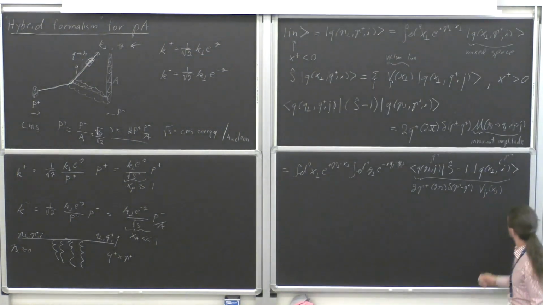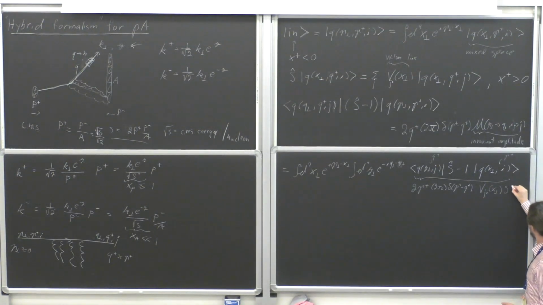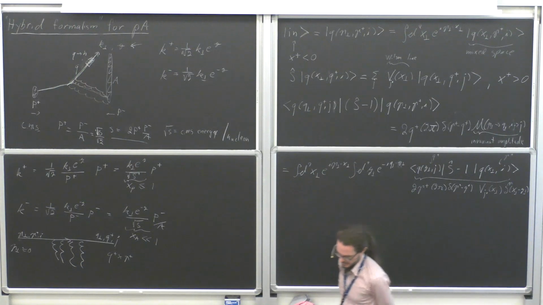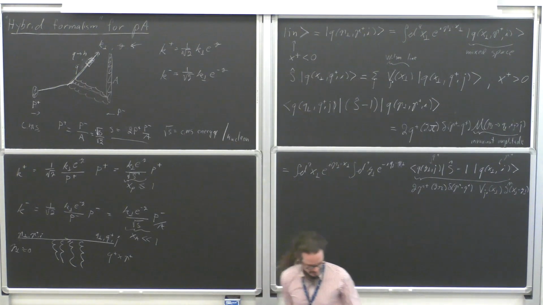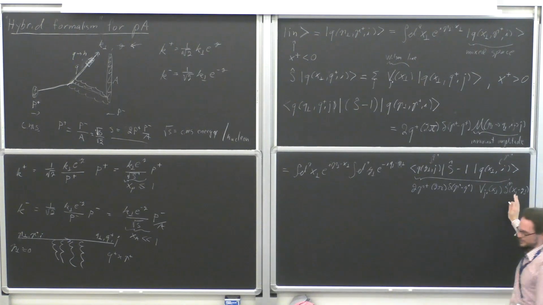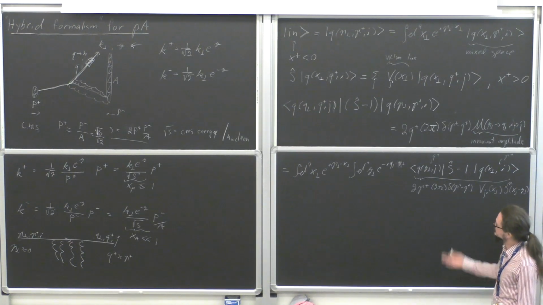And the inner product between a y perp and x perp state is just a two-dimensional delta function, x perp minus y perp. And I think, yes. Now in coordinate space there's no 2 pi squared. In momentum space there's a 2 pi squared. In coordinate space, no 2 pi squared. Yeah. Good. So this is it.